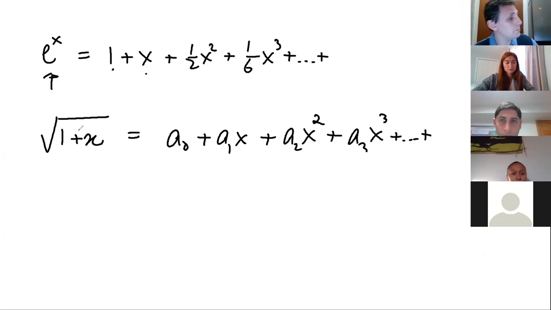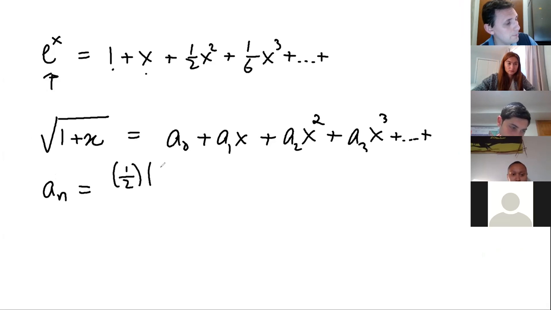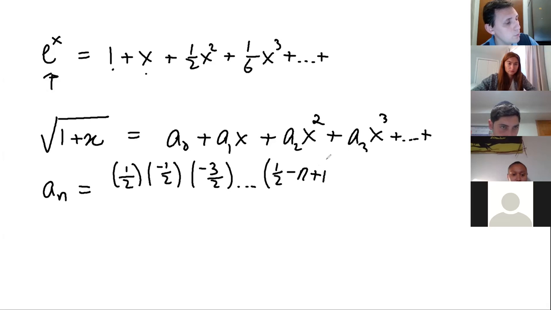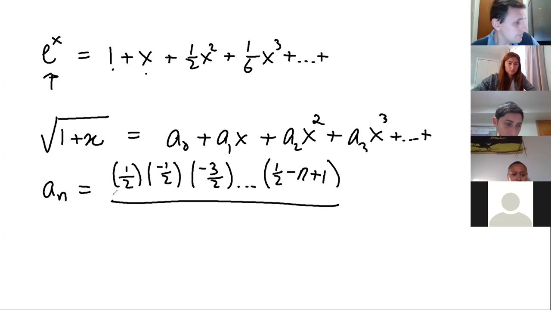So what is the root of 1 plus x? You would figure out, guys, if you spend some time thinking about it, that a sub n is equal to 1 half times minus 1 half times minus 3 halves, all the way to times 1 half minus n plus 1, divided by n factorial.